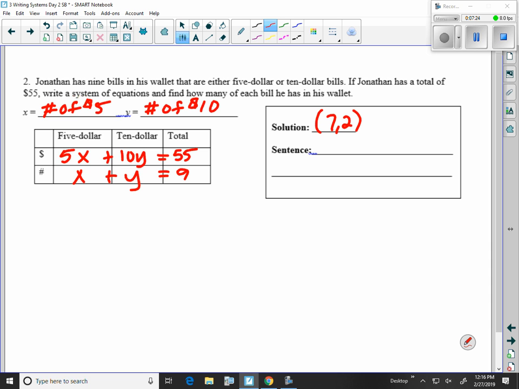Okay, does anybody have a good explanation? Jeremiah, go ahead. He has 7 $5 bills and 2 $10 bills. Yes, John has 7 $5 bills and 2 $10 bills. It's a perfect way to say it.